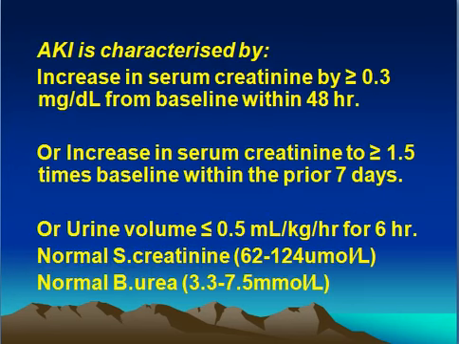Acute kidney injury is characterized by the following: an increase in the serum creatinine by more than or equal to 0.3 mg per deciliter from baseline within 48 hours, or an increase in the serum creatinine to more than or equal to 1.5 times baseline within the prior 7 days, or urine volume less than or equal to 0.5 ml per kg per hour for 6 hours. As you know, the normal serum creatinine ranges from 62 to 124 micromole per liter, while the normal blood urea ranges from 3.23 to 7.5 millimole per liter.